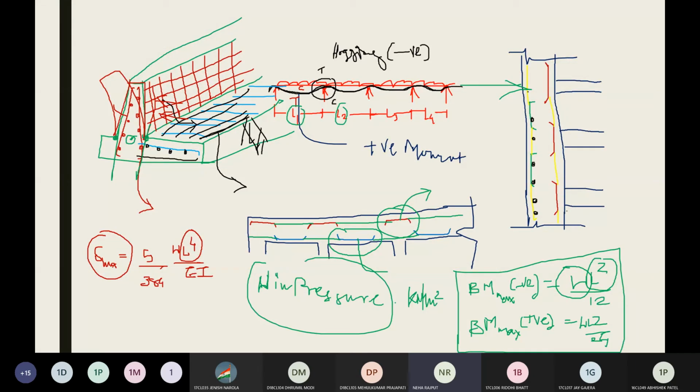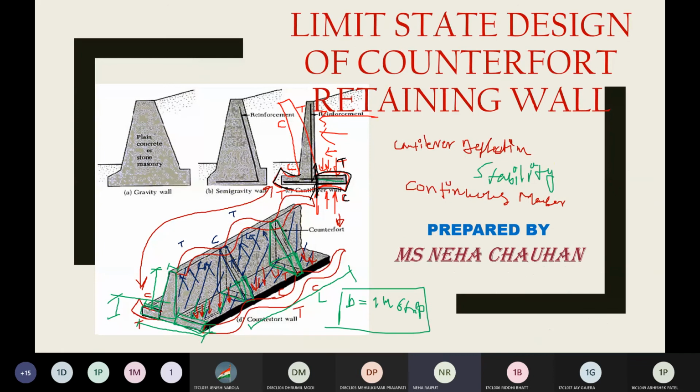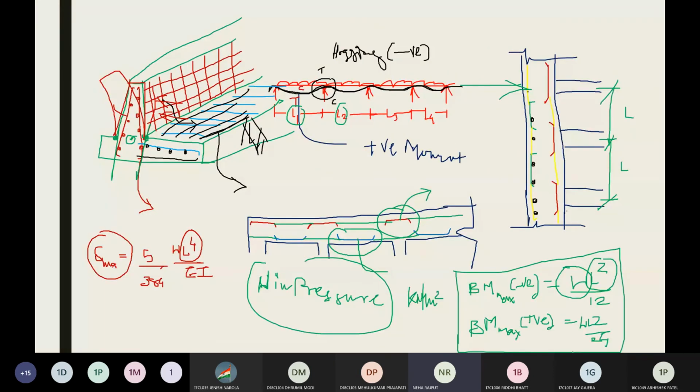Now here in counterfort retaining wall, what is L? L is the distance between the counterfort members. Right. Because here the deflection is governed by the span, and in counterfort also the deflection is governed by the span. So L is the distance between the counterfort members.